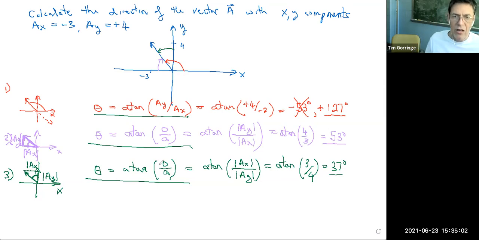So that's an example of calculating the direction of vectors. It's an example of using tan theta and inverse tan theta to calculate the direction of vectors. And some of the important points, some of the tricky points, some of the places you can make mistakes in calculating the directions.